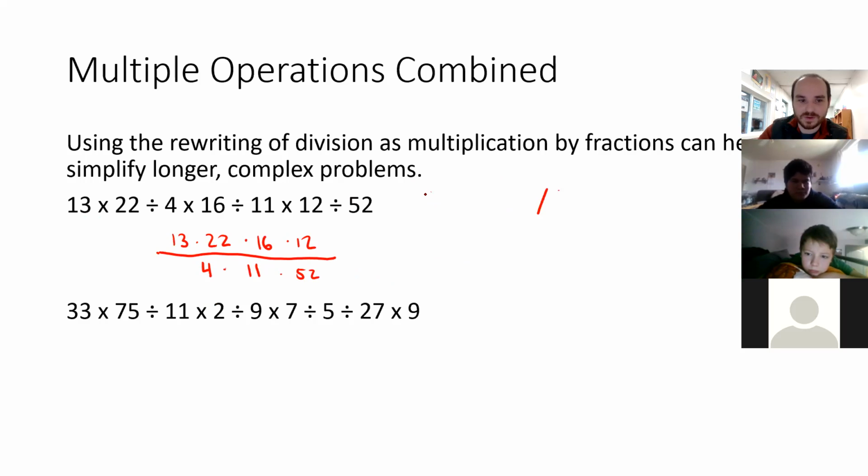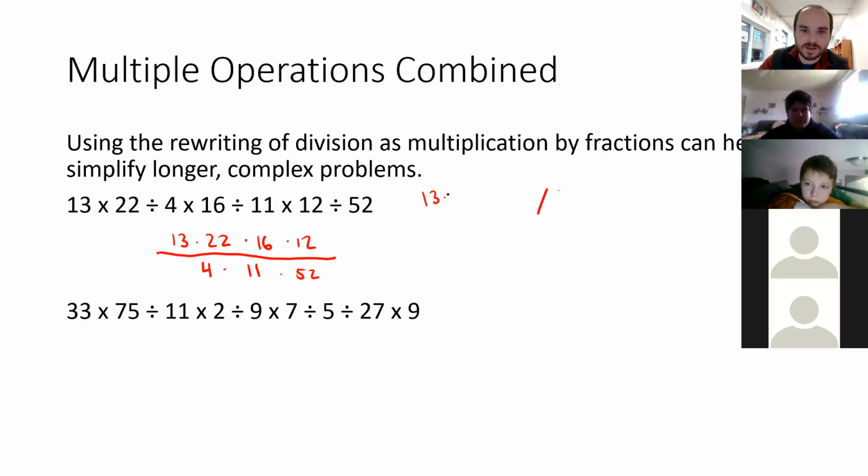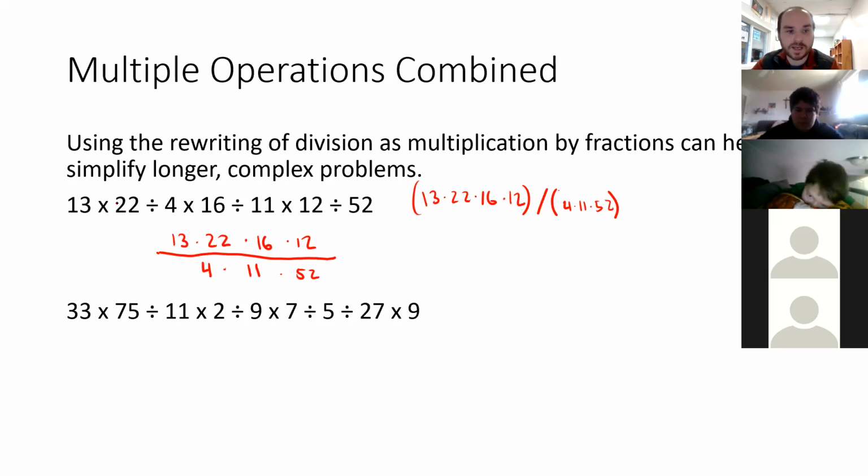What I would do, if I were you, is 13 times 22 times 16 times 12, all in parentheses, divided by 4 times 11 times 52. Now, writing out problems like this, again, these are not kinds of problems that you see a lot in 7th grade math. In general, you wouldn't see it exactly like this in algebra, but you're going to have similar problems where you have fractions like this.